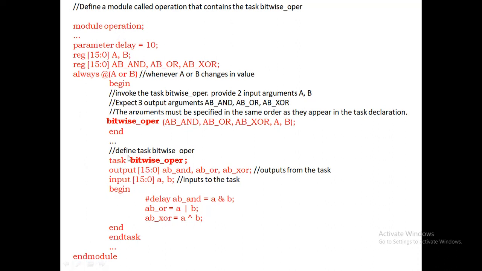This is how we can write a simple task. This task will have the name bitwise operator. It will have three output arguments and two input arguments. These are internal to the task, and we use these internal arguments to write the internals of the task. Depending on the order in which we have written outputs and inputs, they are mapped to the task declaration here. Okay, this is a simple example.